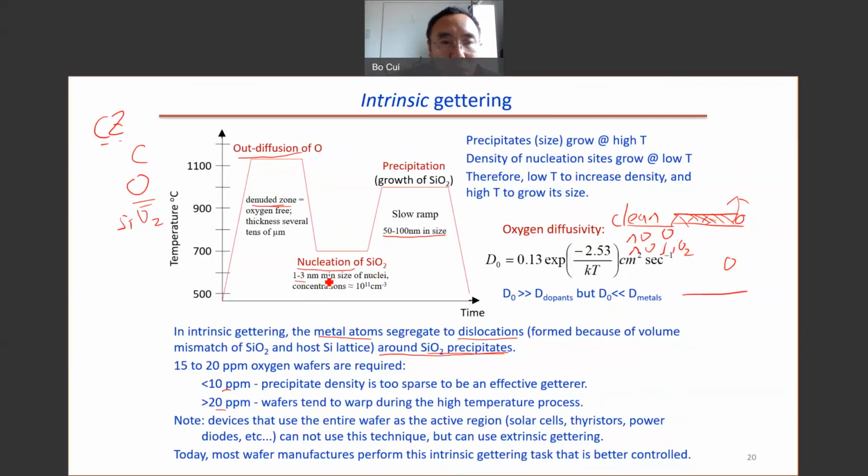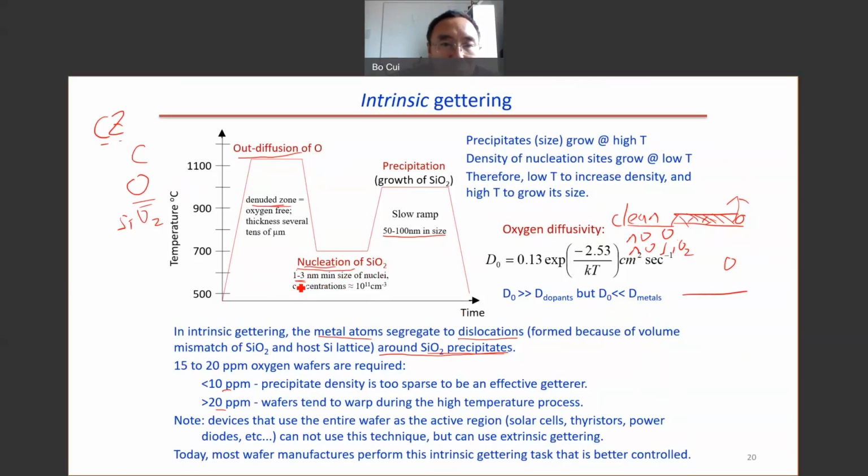If the temperature is low, they grow to 1 to 3 nanometer, because if the temperature is very high, the oxides will not come together because they try to get dispersed. You will not nucleate. For nucleation, we need relatively low temperature. So once the particles become 1 to 3 nanometer inside, they become stable.